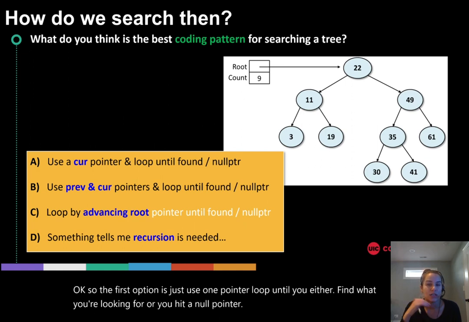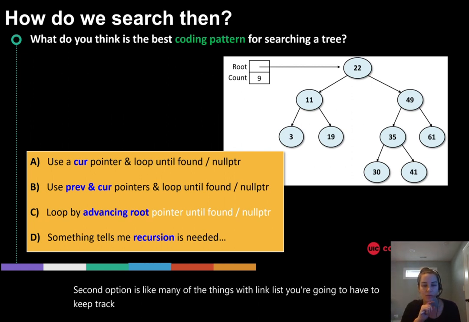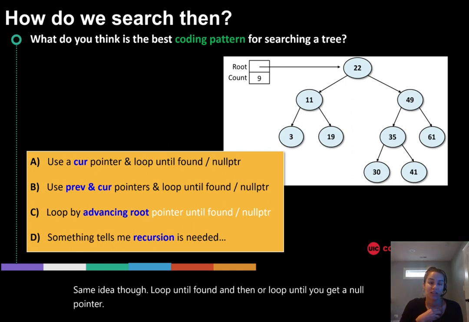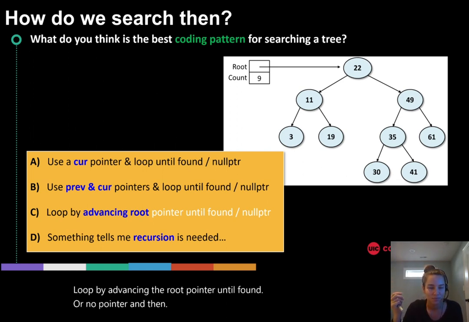Second option is, like many of the things with linked list, you're going to have to keep track of a prev and a cur pointer. Same idea though, loop until found, or loop until you get a null pointer. The next option is to loop by advancing the root pointer until found or a null pointer, and then the last option is something with recursion.